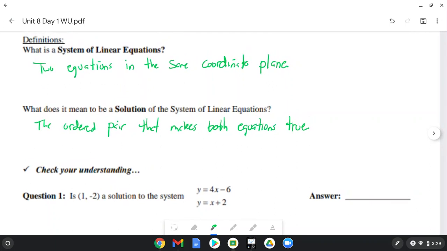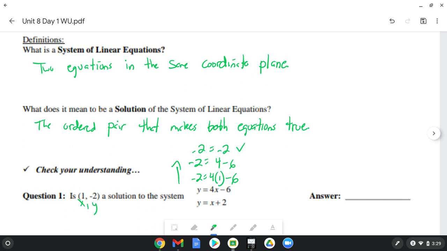So if we take a look at this example, it says, is 1, negative 2 a solution to the system? Well, once again, a system means that there's two equations in the same problem. So now we need to plug in 1 for x and negative 2 for y into the top and the bottom. So let's see if it makes the top equation true. So if I plug in negative 2 for y and I plug in 1 for x, that would give me negative 2 equals 4 minus 6. Negative 2 equals negative 2, that works out for the top equation.